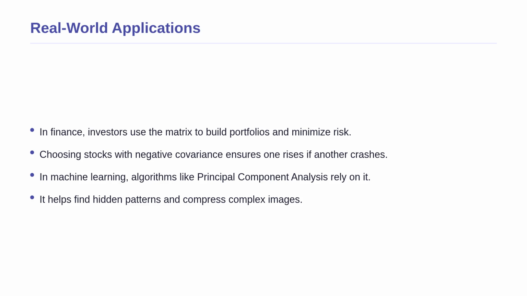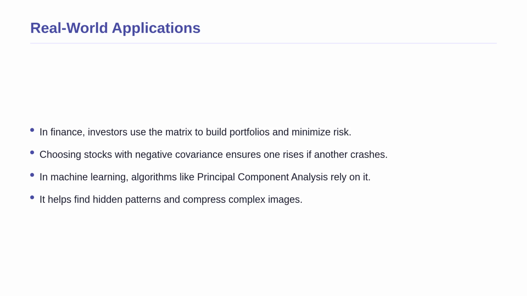Now that we have visualized it, you might wonder where this is used. The variance-covariance matrix is absolutely essential in the real world, particularly in fields like finance and machine learning. In finance, investors use this matrix to build portfolios. By choosing stocks that have negative covariance, they ensure that if one stock crashes, another rises, thereby minimizing total risk.